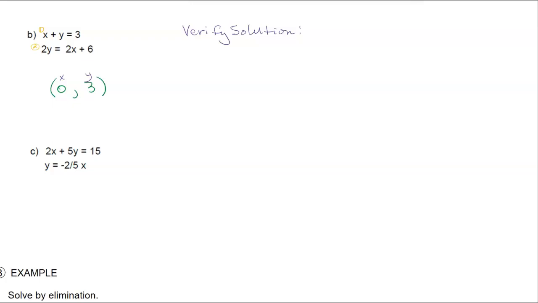So for equation 1, that's x plus y is equal to 3. And here's equation 2. I'll just write it over here: 2y is equal to 2x plus 6. Okay, so now we're just going to plug in 0 and 3 for both of the equations. So x is 0 plus y is 3. So that checks out. So 3 is equal to 3.